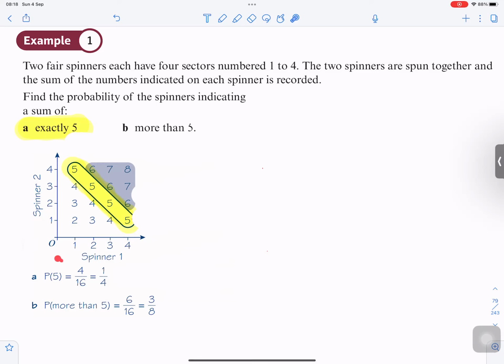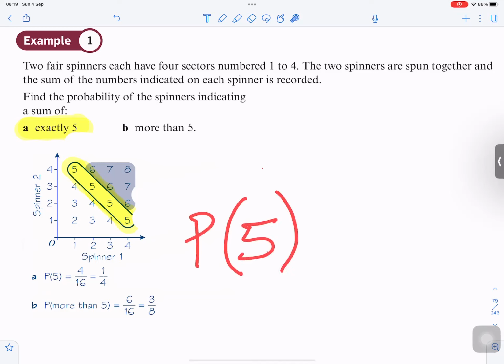So the probability of 5, you write it like that, P(5) is equal to 4/16. And you simplify it, you get 1/4.